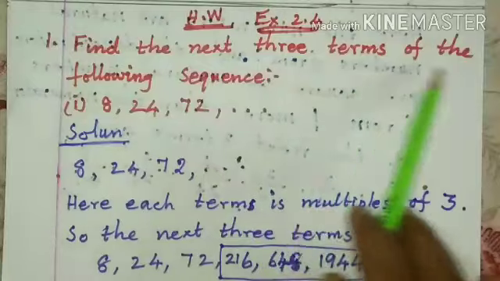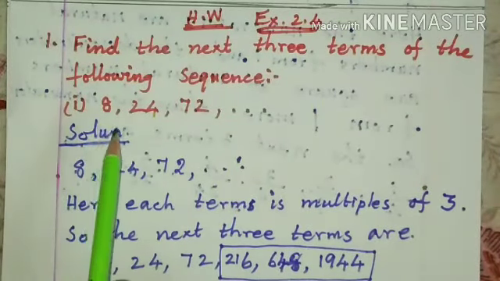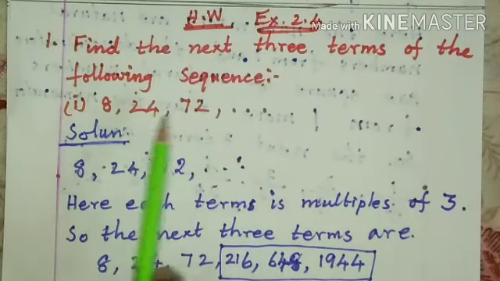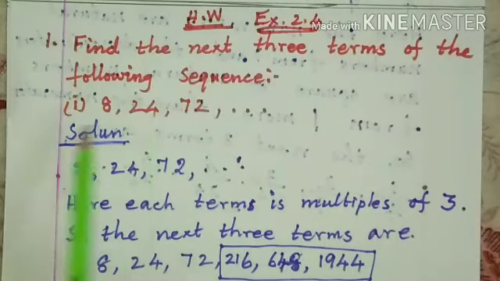See the question. Find the next three terms of the following sequence. In this question, a sequence is given. We have to find the next three terms. First you take down and write the given sequence, that is 8, 24, 72 and so on. You have to observe this sequence.